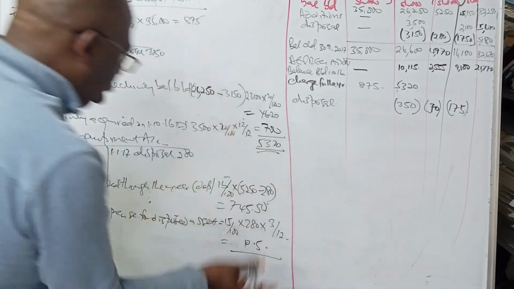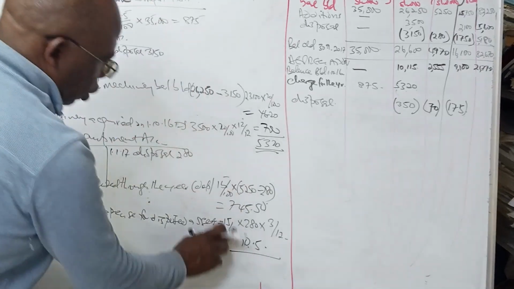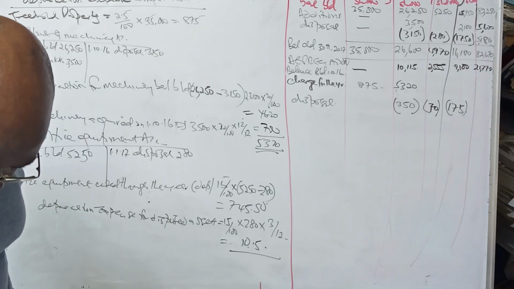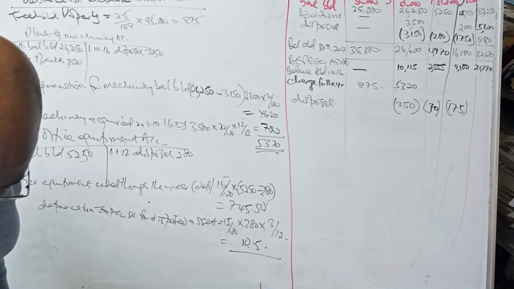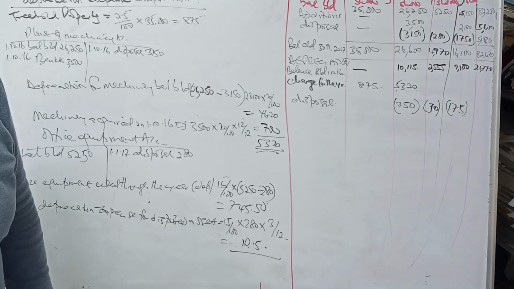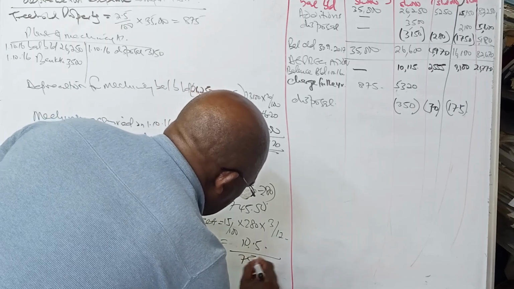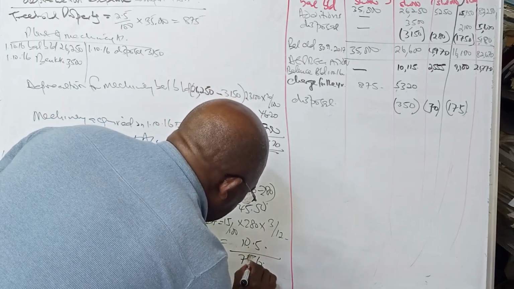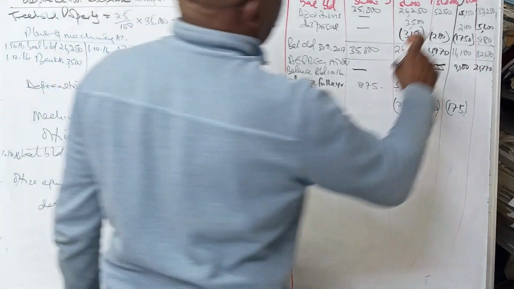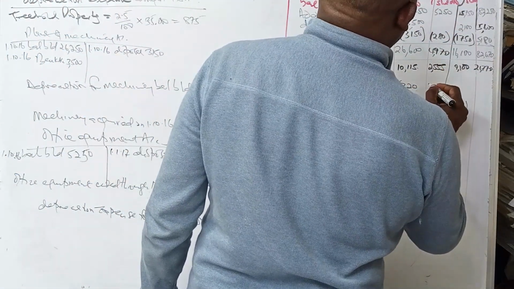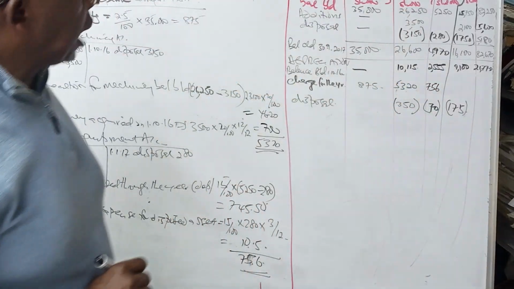Now to get all the depreciation, you add 10.5 to 745.5, and we get a figure of 756. That is the depreciation charge for office equipment. 756. That's the depreciation charge for the year.